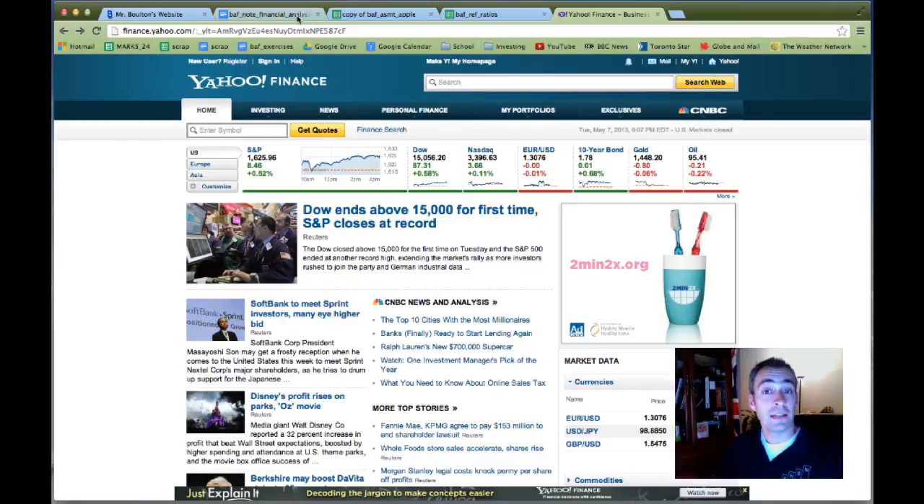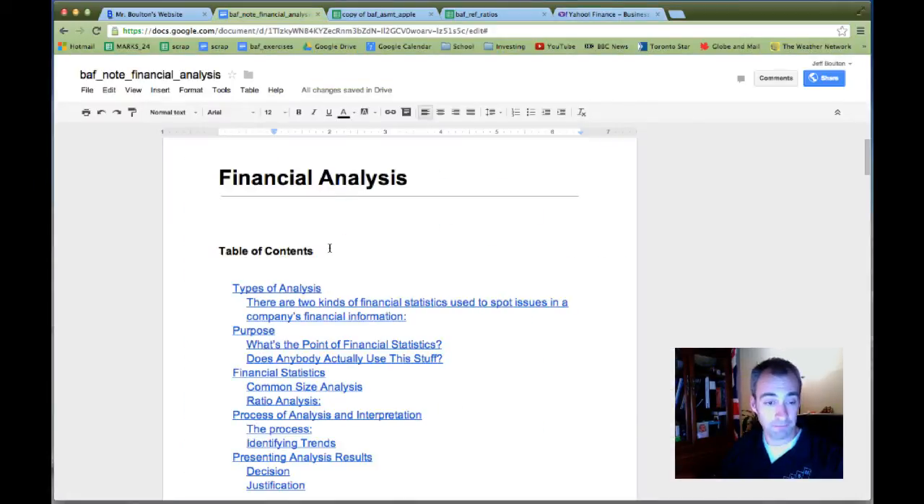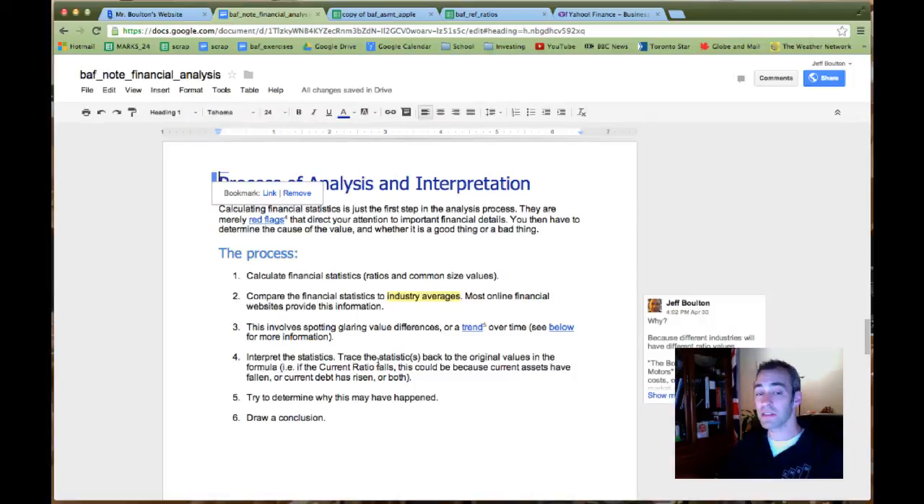So let's look at the financial analysis note for a second. If you look down here past types of analysis, past the purpose, past those different financial statistic types, actually down here to the process of analysis. And this is the same whether you're using ratios, whether you're using formulas and things that aren't even taught in grade 11 or grade 12 accounting. The third step, after you've done all your calculations and you've spotted your red flags, is to look for glaring differences or trends. And some of the ways that you can do that we're going to talk about in this lesson.